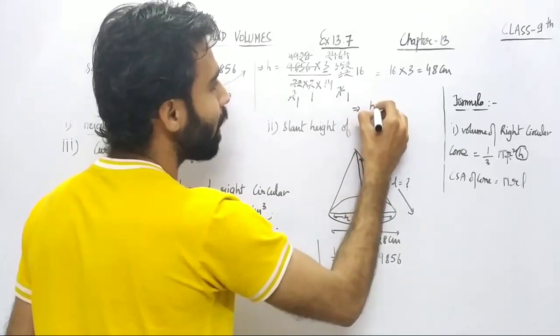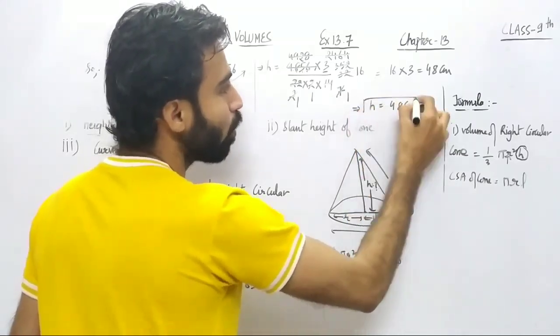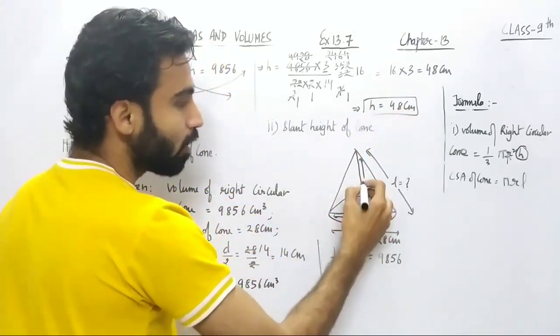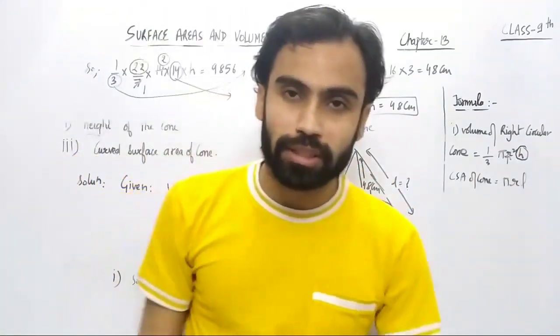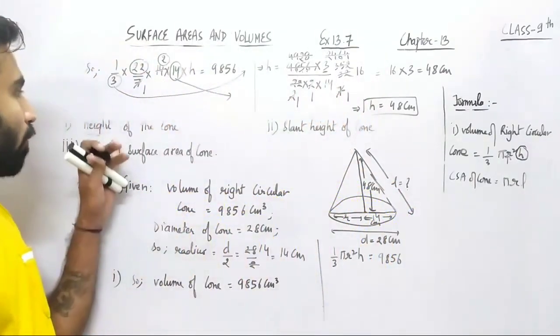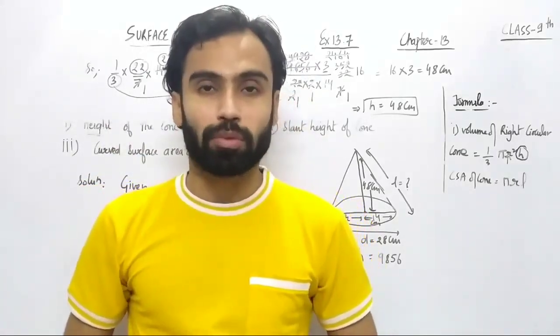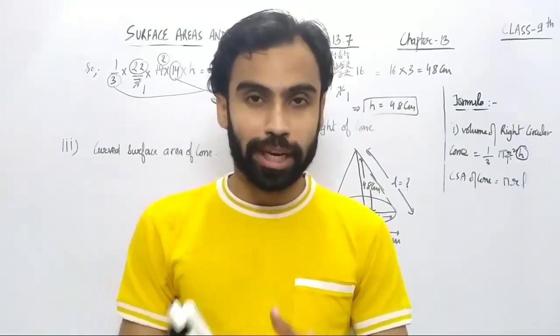So this will be simply the height here of this right circular cone. So this is what we have to calculate here. So 48 centimeters is the height of this right circular cone, which we have to calculate in the first part, right? So that was all in the first part of this question. So students, now let us move on to the second part here.